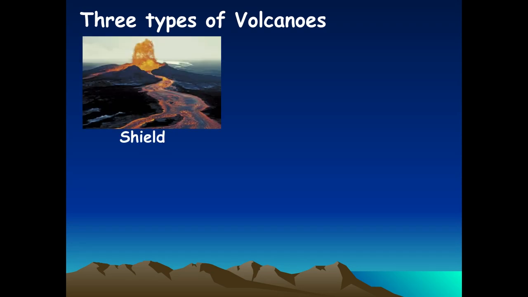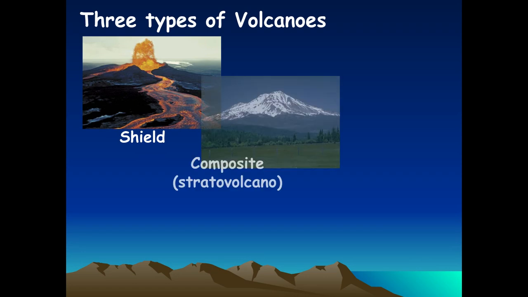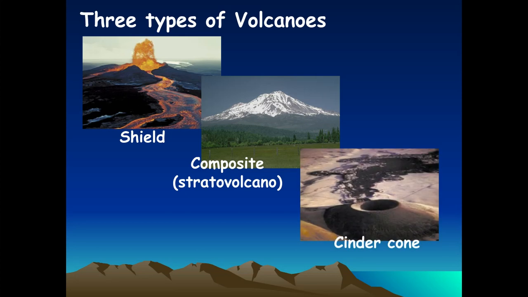So our first type of volcano we're going to look at will be known as the shield volcano. And then we'll move to the composite volcano, sometimes known as the stratocomposite or stratovolcano. And then we'll look at the cinder cone.